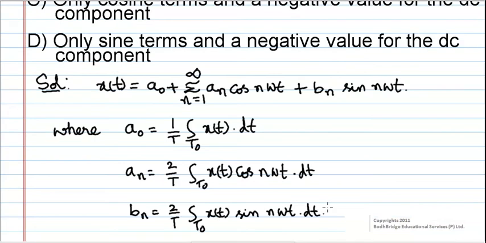Now for any signal x of t, the Fourier series expansion is given by a naught plus summation of n equal to 1 to infinity a n cos of n omega naught t plus b n sin of n omega naught t, and the values of a naught, a n and b n can be found by the equations which are written. That is, a naught equal to 1 by T integral over some fundamental period T naught of x of t dt, and a n equal to 2 by T integral over some fundamental period T naught x of t into cos of n omega naught t dt, and b n equal to 2 by T times the integration over a fundamental period T naught x of t into sin of n omega t dt.